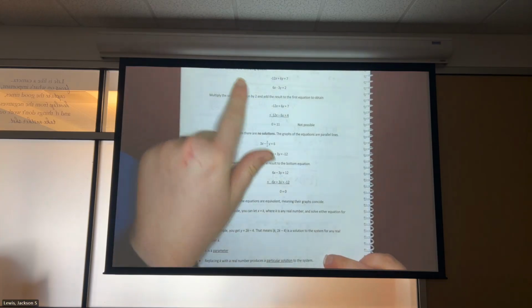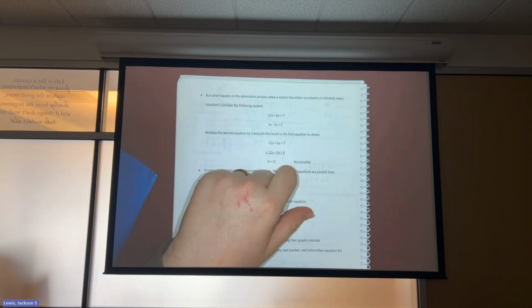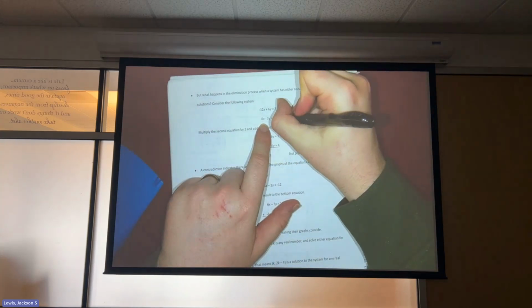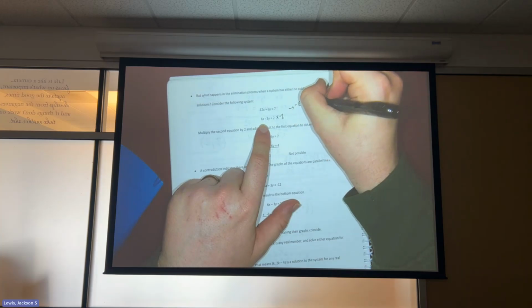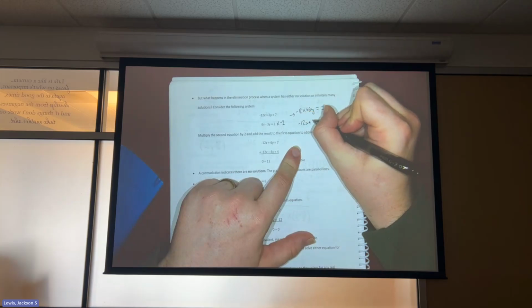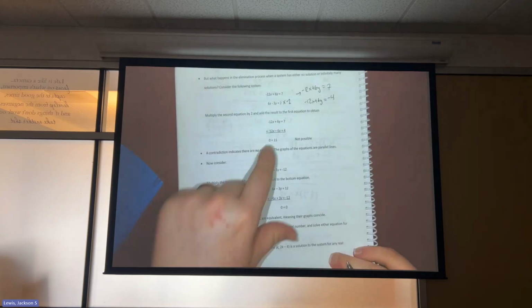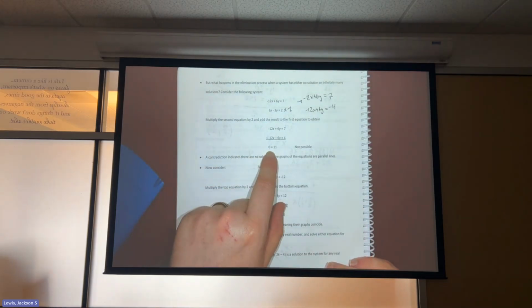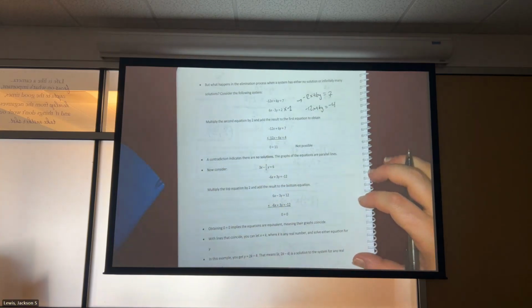What happens in the elimination process when a system either has no solution or infinitely many solutions? Consider this system right here. If I multiply this one by negative 2, I'm going to get negative 12x plus 6y equals 7, or negative 12x plus 6y equals negative 4. So there's no solution. Or if I were to multiply and add, I get 0 equals 11. So not looking too good for us.